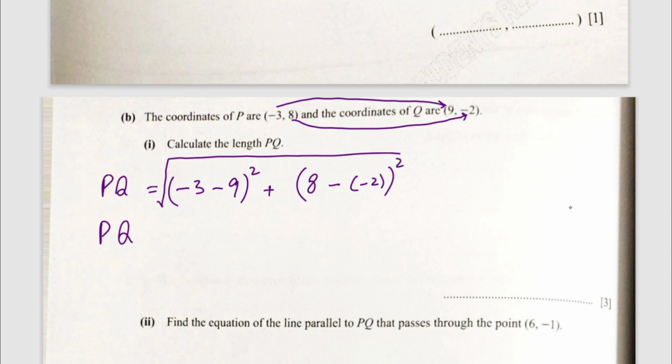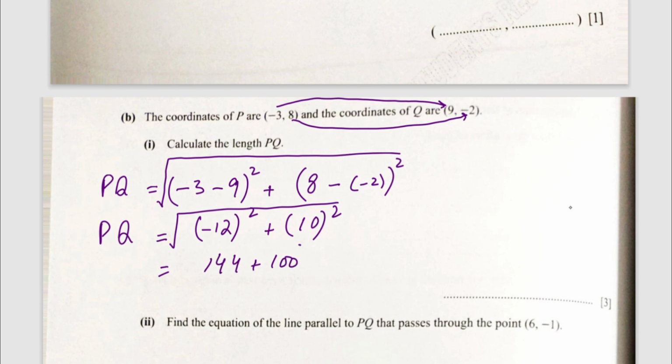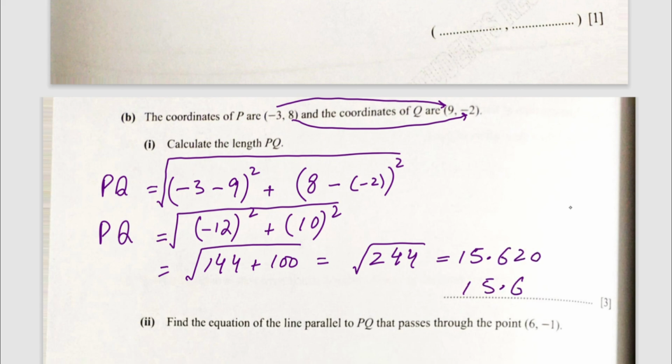So the PQ length will be equal to (-12) squared plus (8 + 2 is 10) squared, and taking the square root. A negative squared is always positive. So 12 squared is 144 and 10 squared is 100, taking the square root. So this will be the square root of 244. The square root of 244 is 15.620. If we write this to three significant figures, the answer will be 15.6.